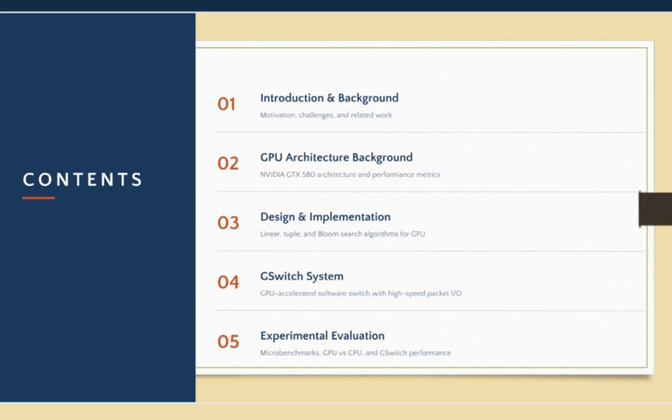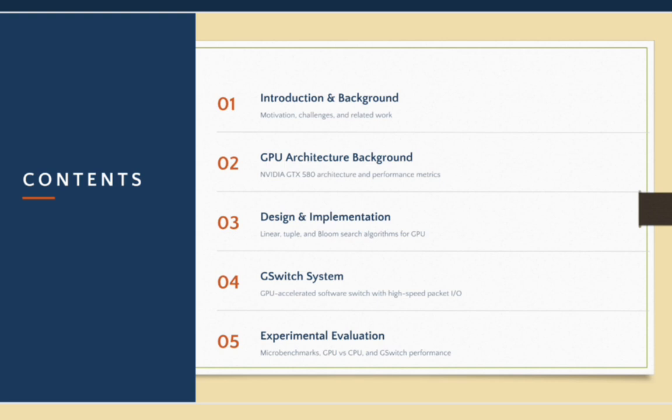2. The slide shows the presentation outline. First, I will explain the background and motivation of the study and why GPU acceleration is useful for packet classification. Second, I will briefly introduce the GPU architecture used in the paper. Third, I will discuss the three GPU-based classification algorithms: linear search, tuple search, and Bloom search.